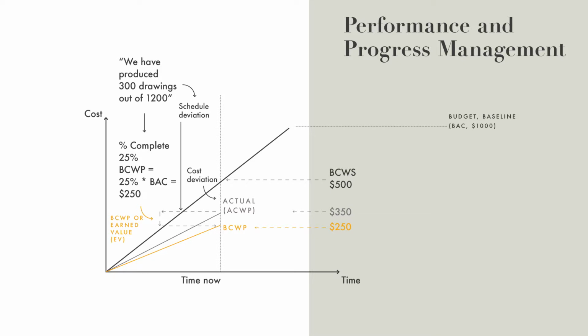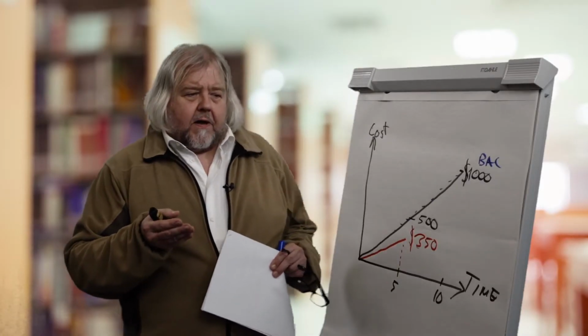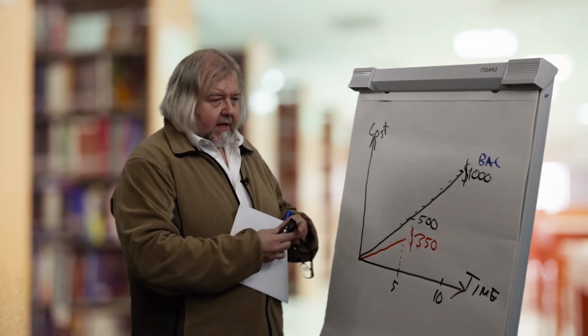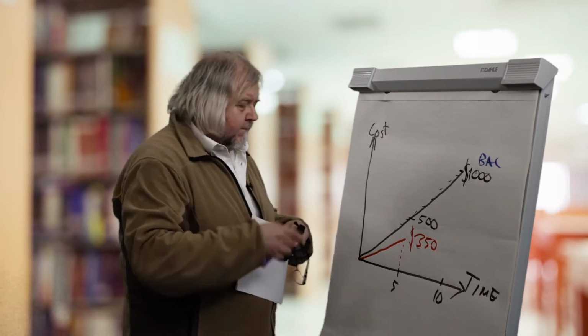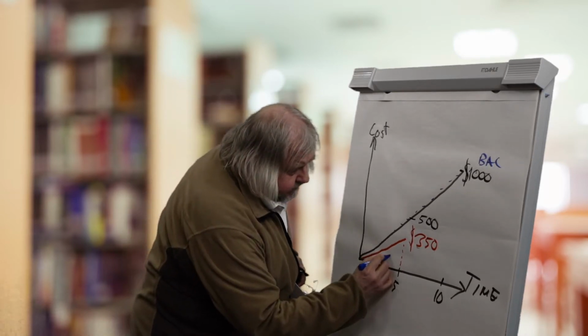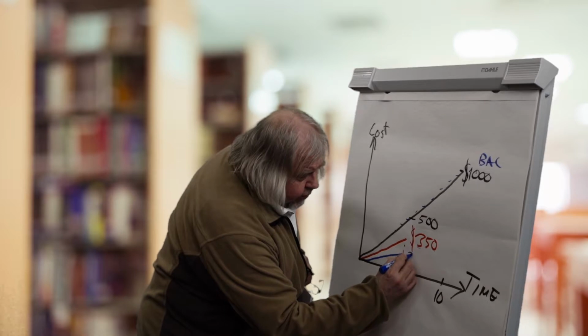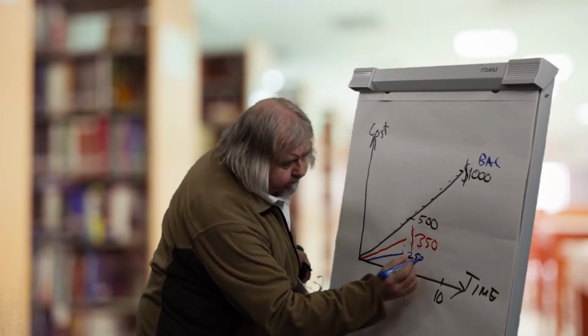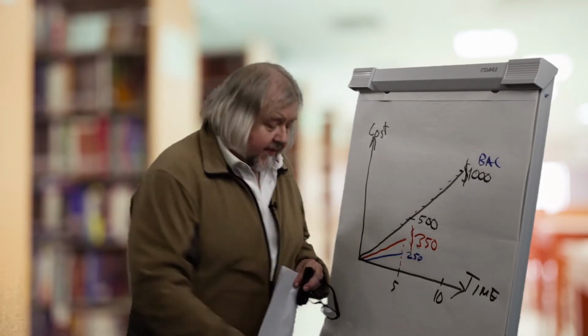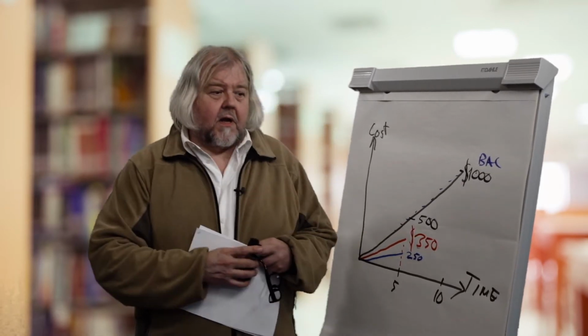Then this picture shows now the earned value as a cumulative curve. It's in green. Here we have this 250. It is our earned value so far at this point of time.